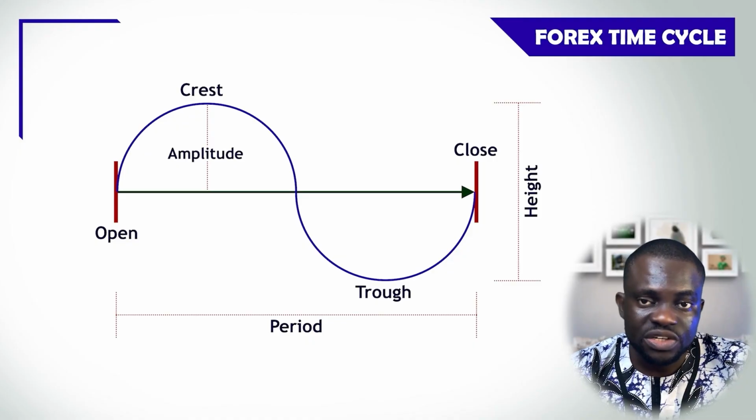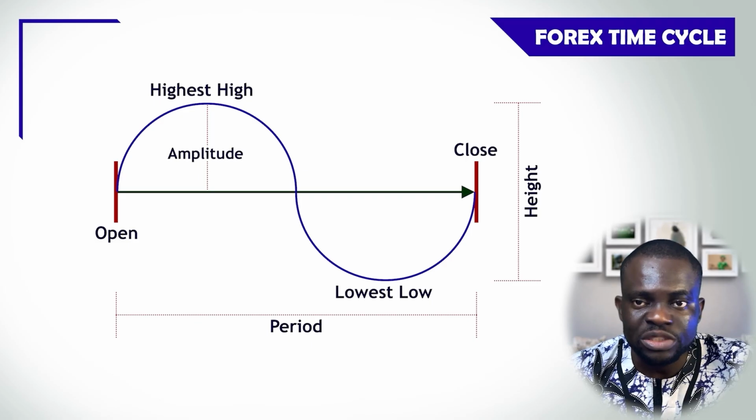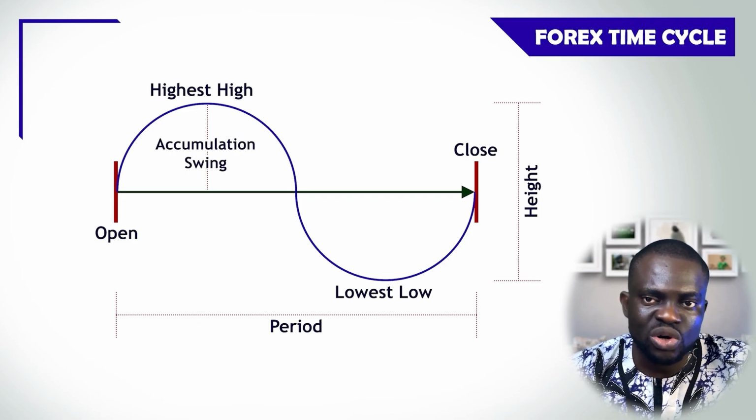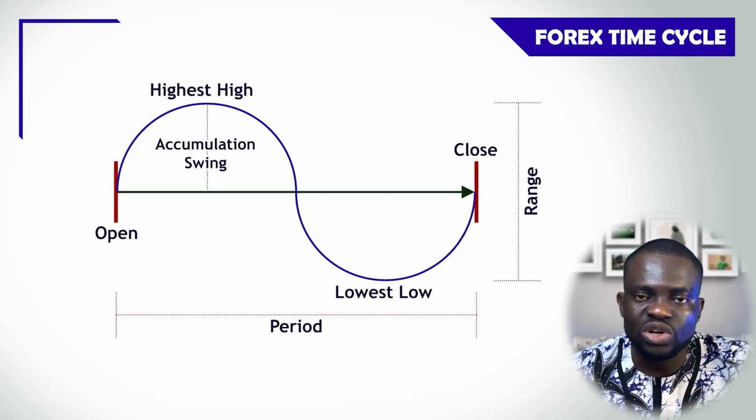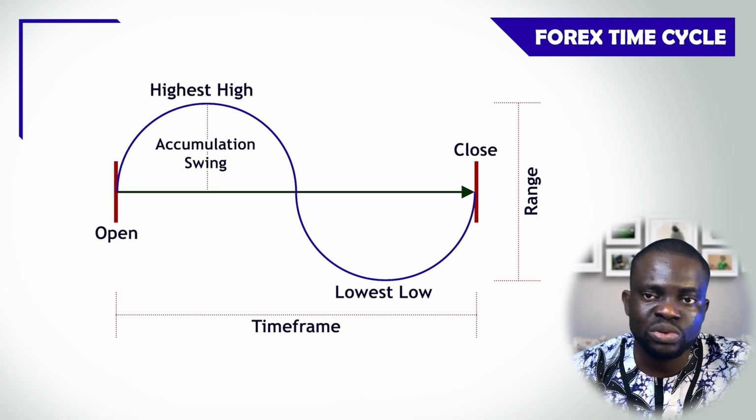Now, let's relate these parts to the forex market. The crest is the highest high of a cycle. The trough is the lowest low of the cycle. The amplitude is the accumulation or reaccumulation swing. The height is the range of the cycle, and the period is the duration from the open to the close of that cycle.